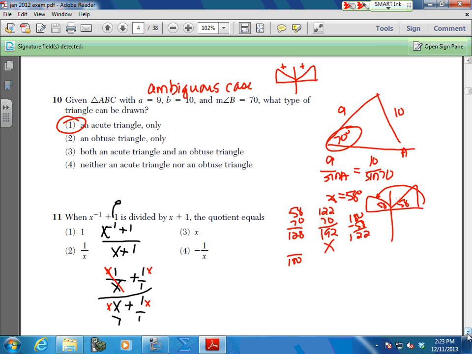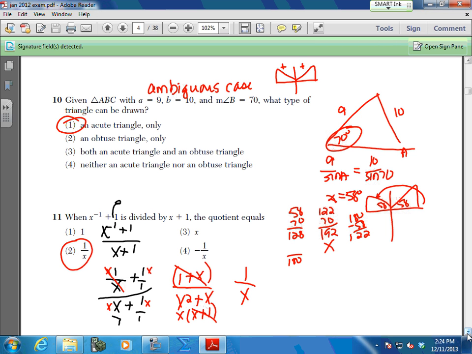This x comes out, I'm left with 1. 1 times x, x. x times x squared plus x. Now factor this out, factor out an x, and you can see here this common factor is coming out. The numerator is still left with 1. And there's your answer.